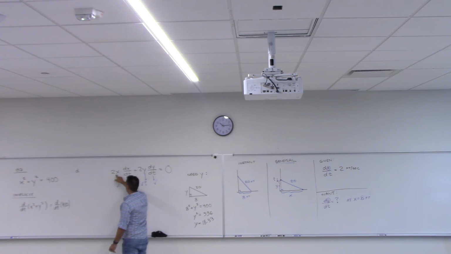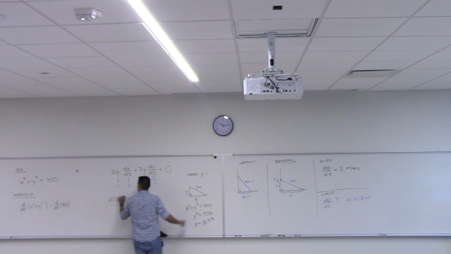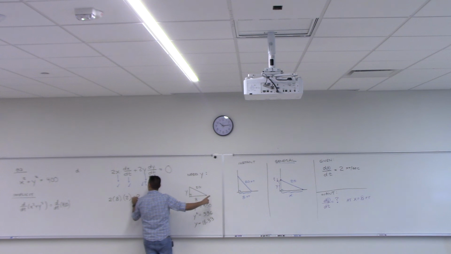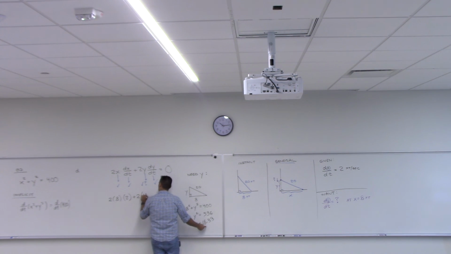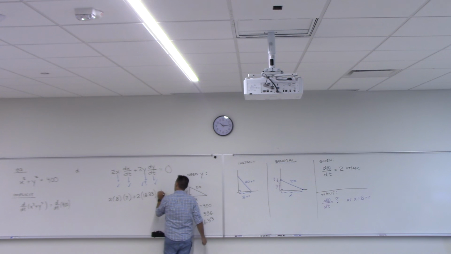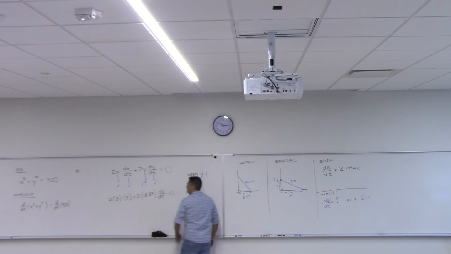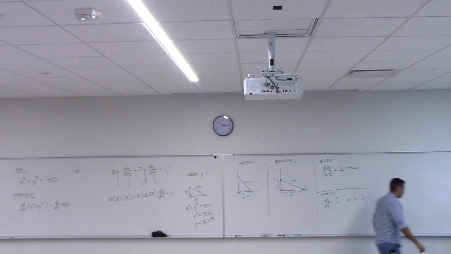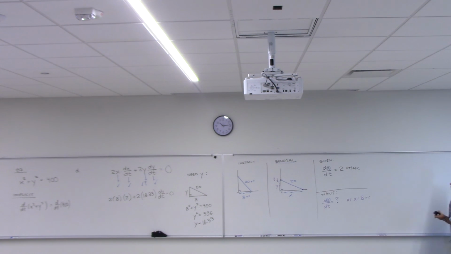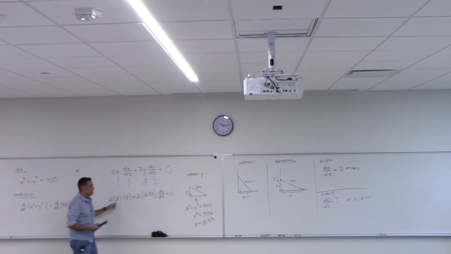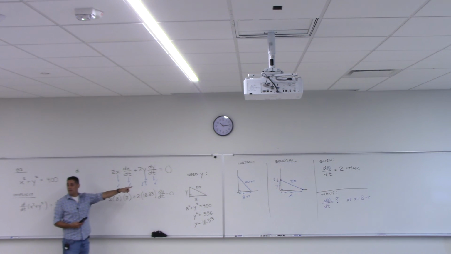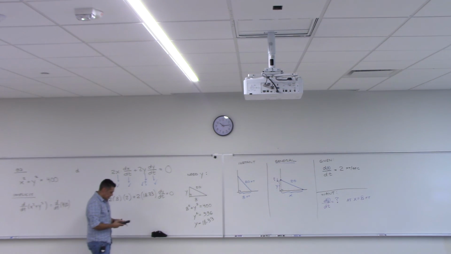All right, let's solve the problem. We're going to replace everything. So I have here 2 times x, which is 8, times dx/dt, which is 2, plus 2 times 18.33 times dy/dt equals 0. So getting my calculator, what's this? This is 32, right? 32. Take it to the other side of the equation, make it negative 32. And then 2 times 18.33, 36.66.